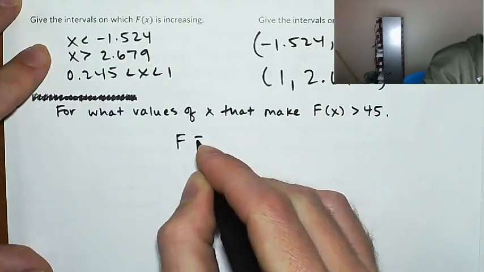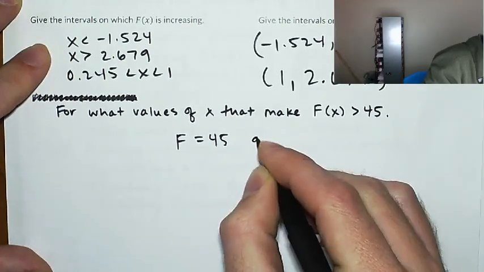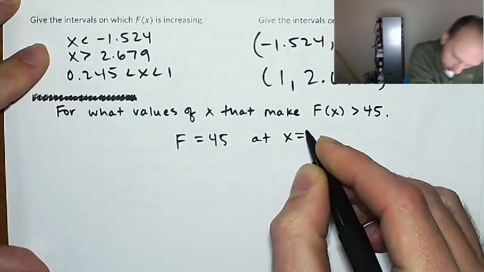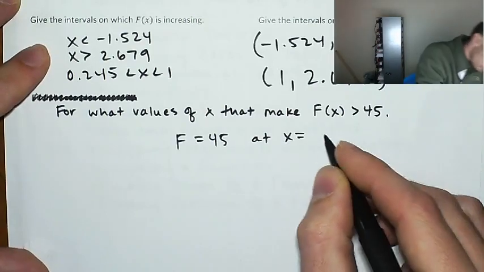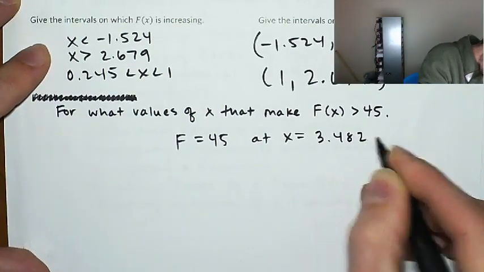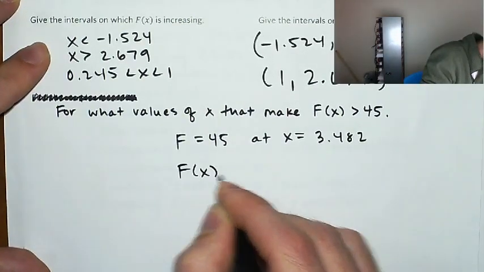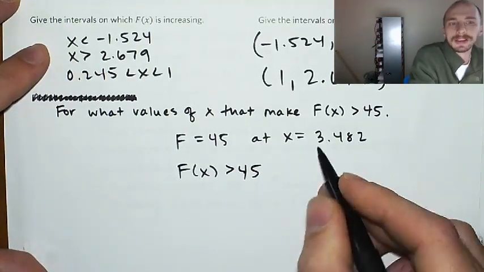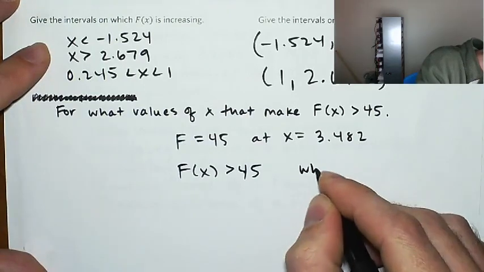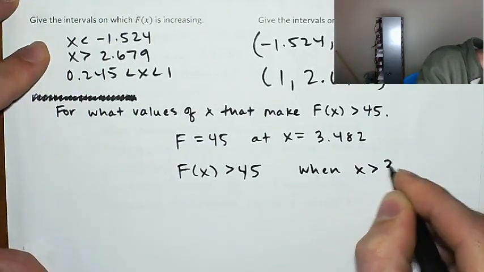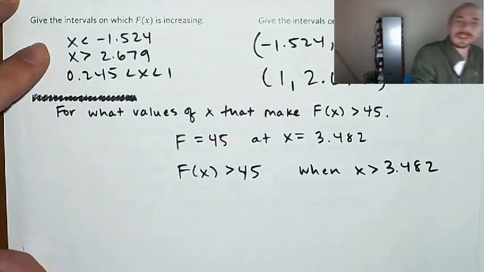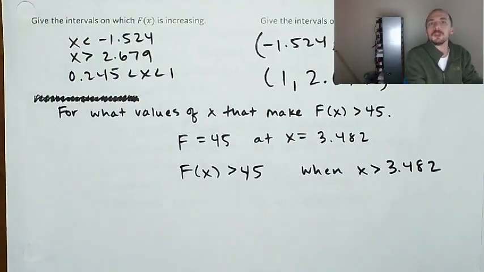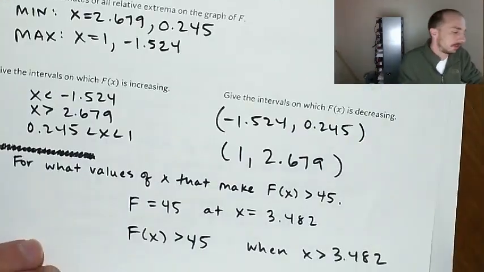Okay, so I'm going to say f equals 45 at x equals 3.482. Okay, I'm going to say f of x is greater than 45 to the right of that intersection, so that's when x is greater than this number. Okay, so it's like the other inequality we solved, except we had to use intersect instead of calculate zero for that one.